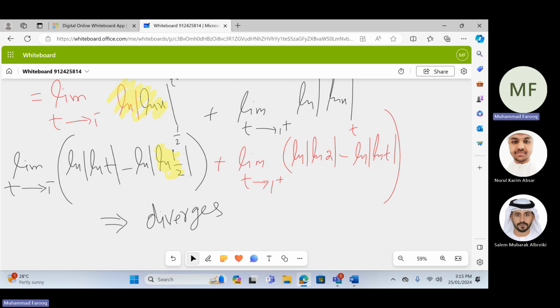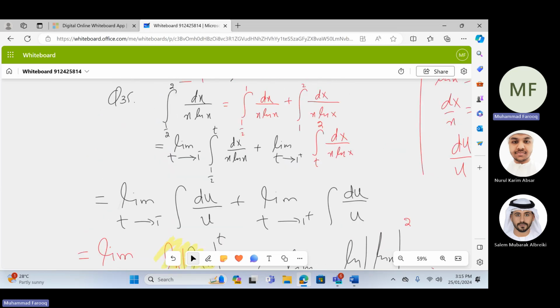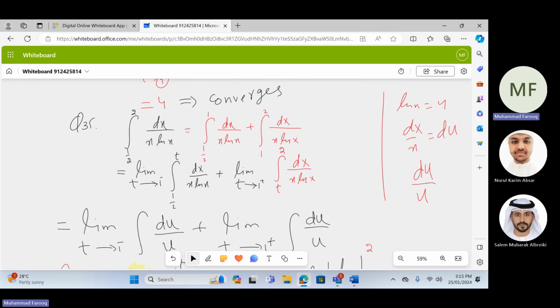Why do we put one from the left and one from the right? Because when we break this function at 1, because 1 is the problem point and 1 is between these intervals, we have from half to 1 plus 1 to 2. Now, from half to 1, the values are less than 1, so we are approaching 1 from the left. From 1 to 2, the values are more than 1, so we are approaching from the right side. I hope you understand this.